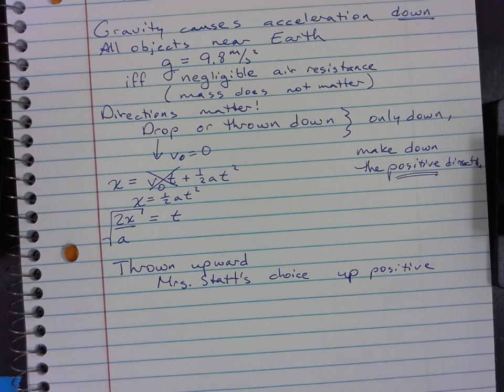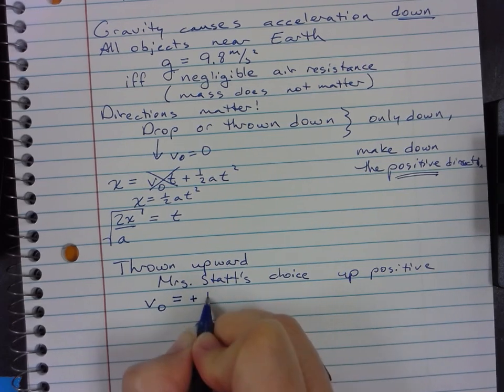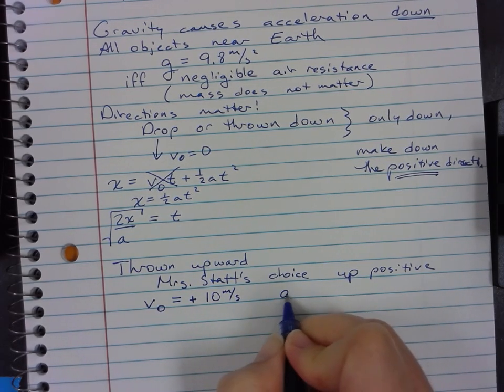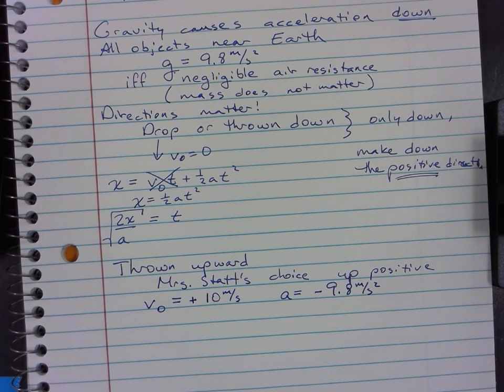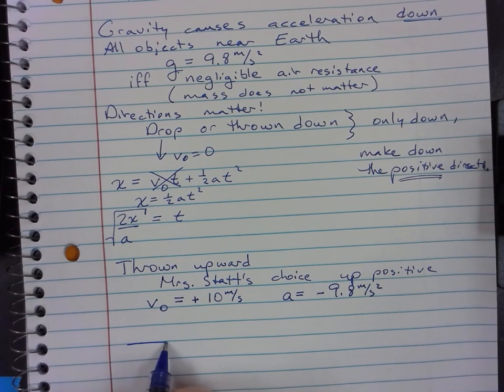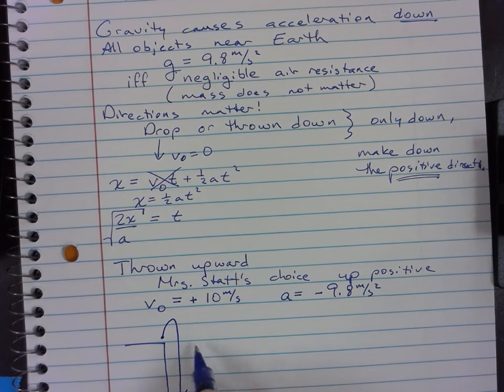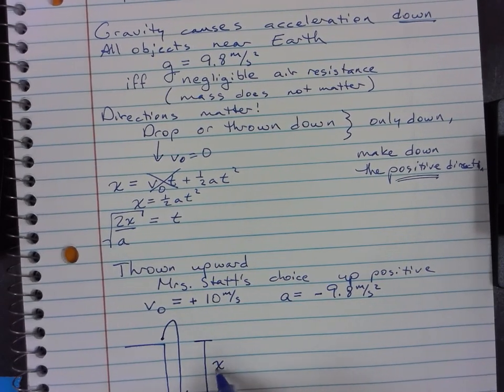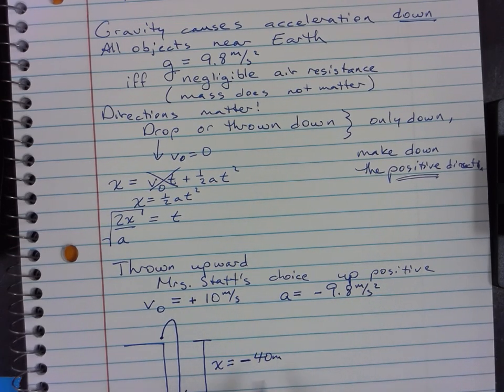is to do up as positive. Then it's just like the y-axis in math class. So I would have an initial velocity of a positive, let's make up a number, 10 meters per second. And of course our acceleration due to gravity, negative 9.8 meters per second squared. And then you would need to be careful about displacement. So if an object is thrown from the top of this hill and ends up at the bottom, this displacement is negative 40 meters because this ball ended up 40 meters below where it started, and we made up positive for this one.